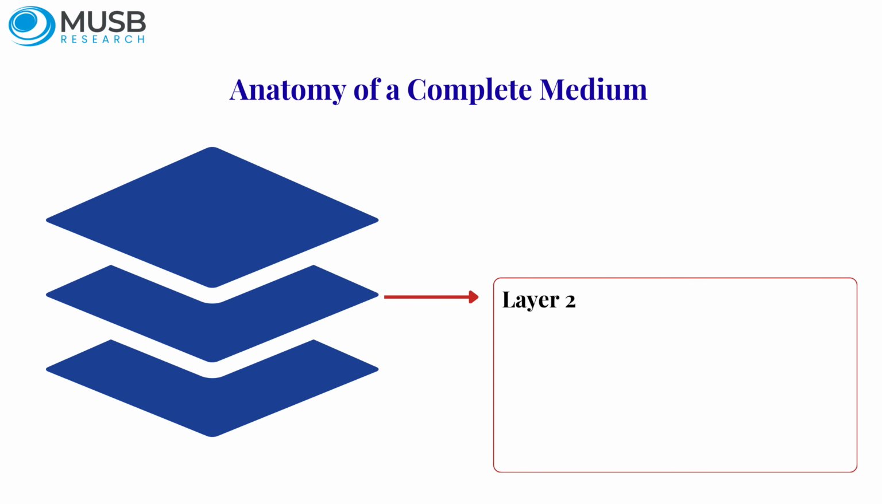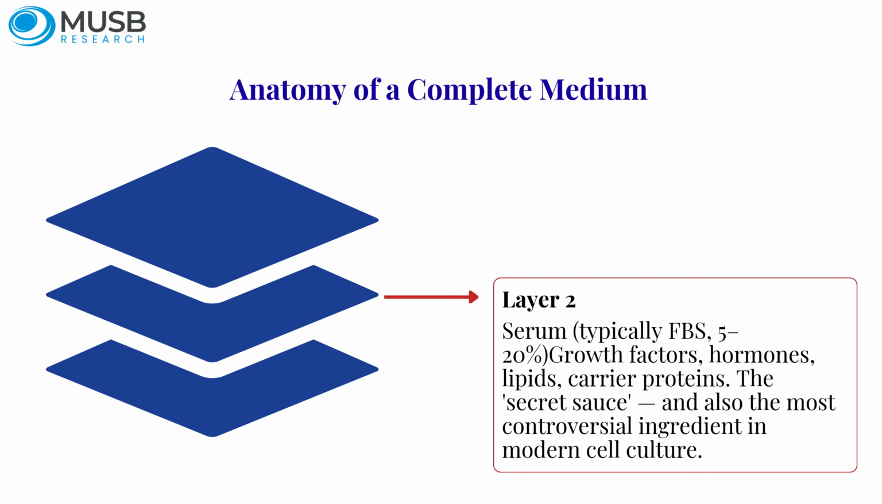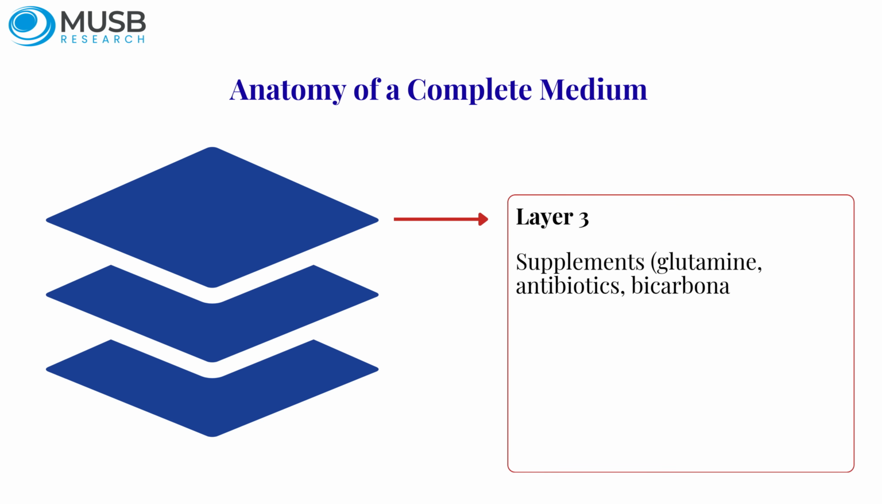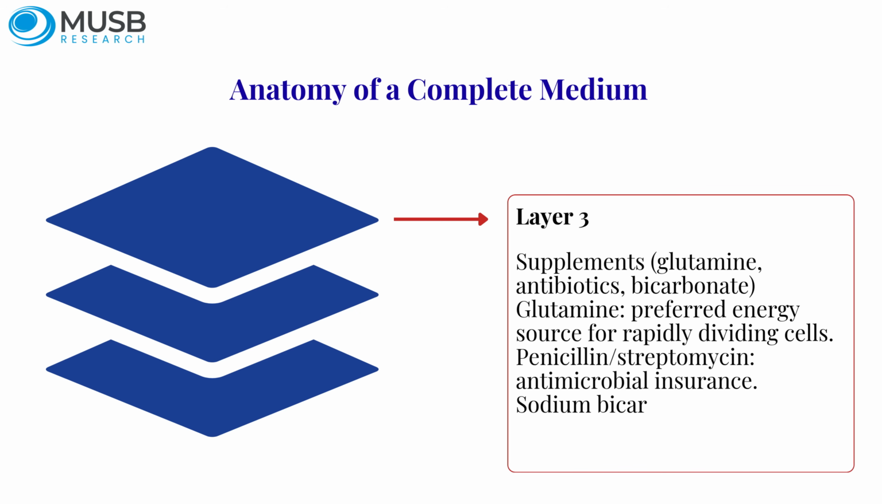Layer 2. Serum, typically FBS, 5 to 20%: growth factors, hormones, lipids, carrier proteins. The secret sauce, and also the most controversial ingredient in modern cell culture. Layer 3. Supplements: glutamine, antibiotics, bicarbonate. Glutamine is the preferred energy source for rapidly dividing cells. Penicillin and streptomycin are antimicrobial insurance. Sodium bicarbonate is the pH buffer in equilibrium with carbon dioxide. Let's drill into each layer, because this is where most textbooks stop short, and where real understanding begins.